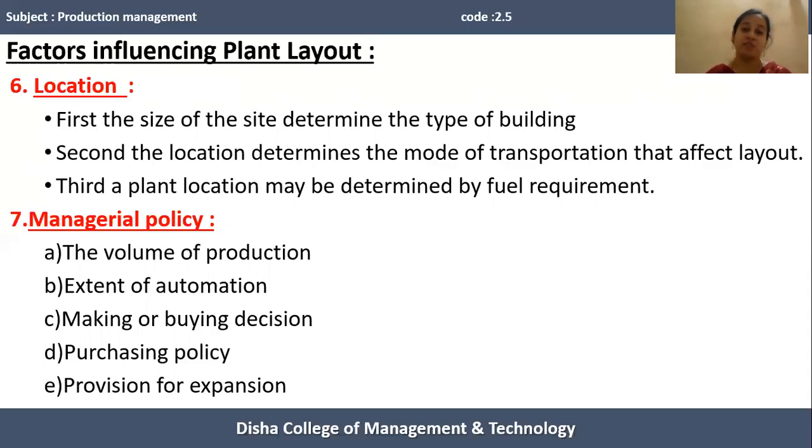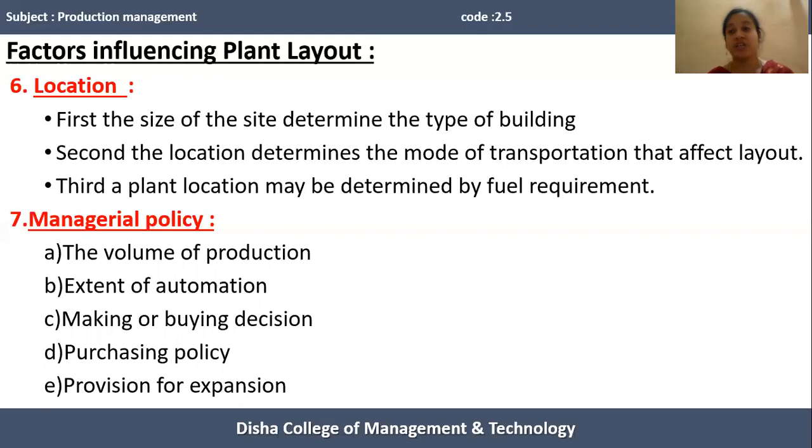Second, the location determines the mode of transportation that affects layout. So a particular location also determines the mode of transportation. If the transportation medium available in a particular location is the railroad system, he has to identify a location for installing the shipping department or receiving department near the road communication area, so that product can be shipped and material can be received in the most effective and efficient way.